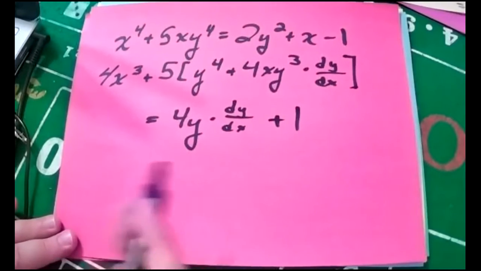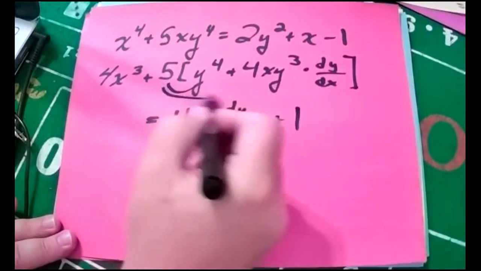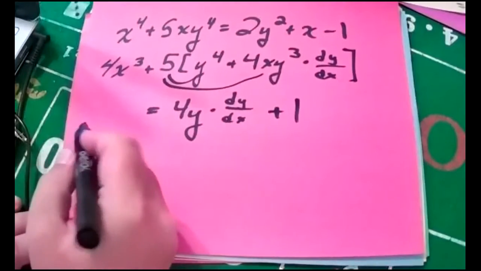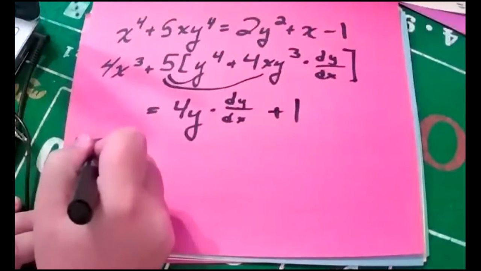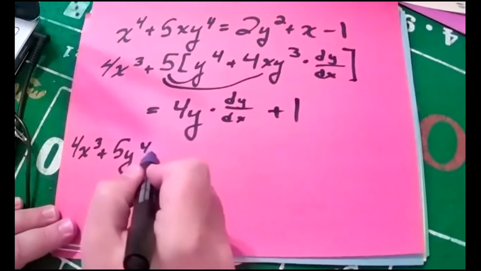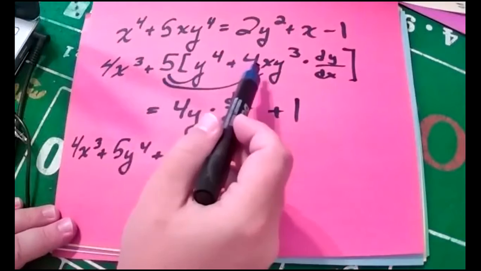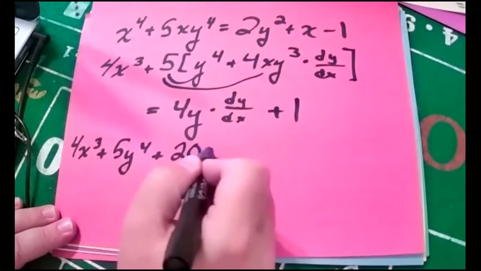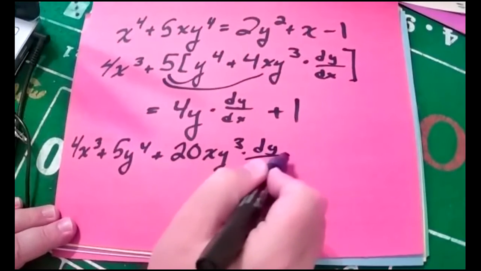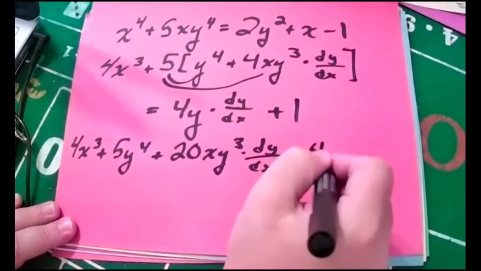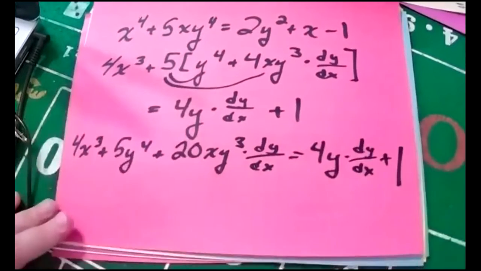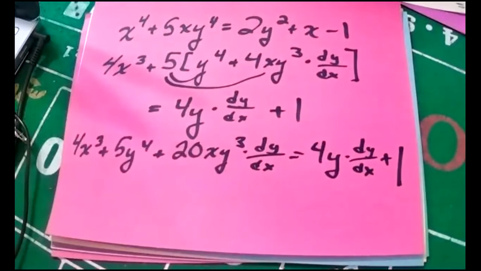So now let's see if we can simplify a little bit. I'm going to distribute this. Maybe I'll get lucky and I'll be able to put it all on one line. Let's see. Starting with 4x cubed plus 5y to the fourth plus, now I'm thinking about 5 times 4 making it 20, xy cubed times dy/dx equals, on the right, 4y times dy/dx plus 1. Okay. I was able to fit it all in one line.